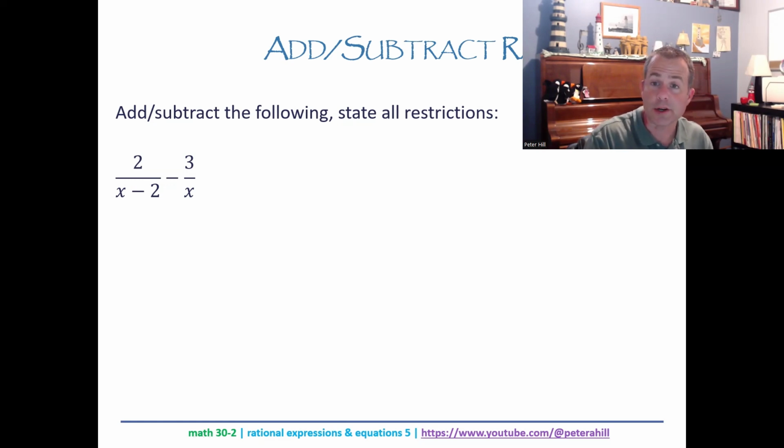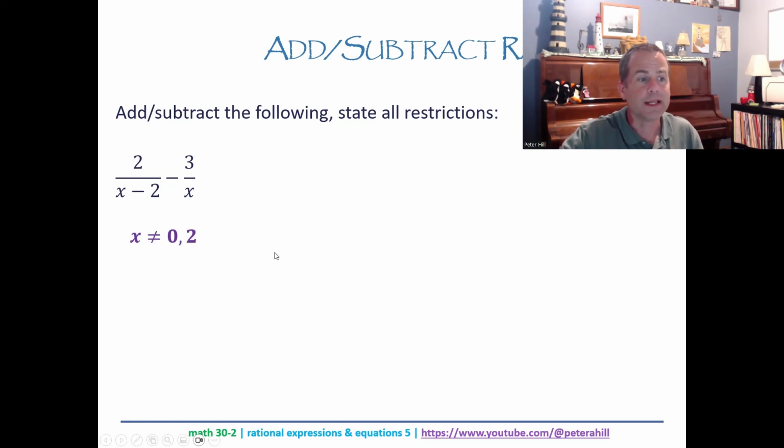Now, before I get going there, let's talk about non-permissible values. x can't equal 0 and x can't equal 2, so we want to state that. And now I need that common denominator. So this guy's going to need an x on the bottom with an x on the top.